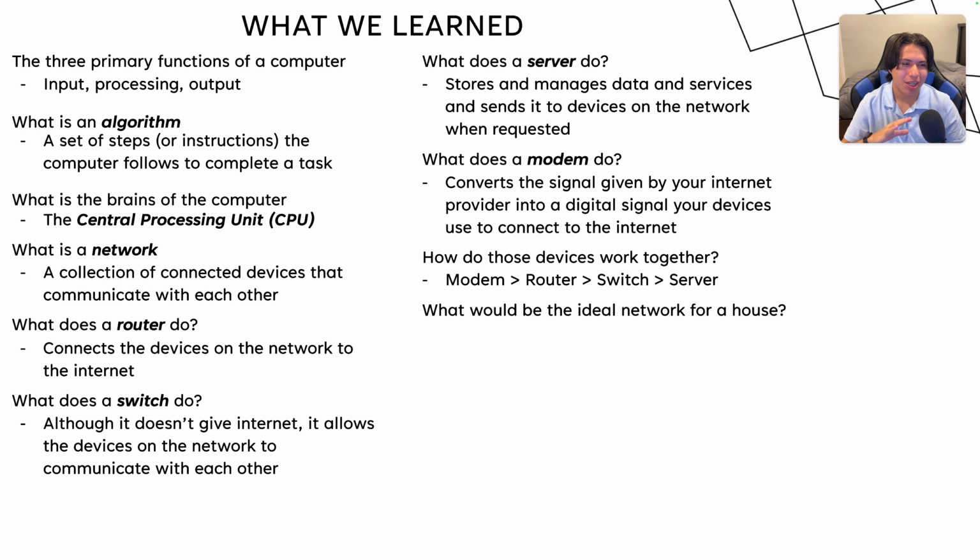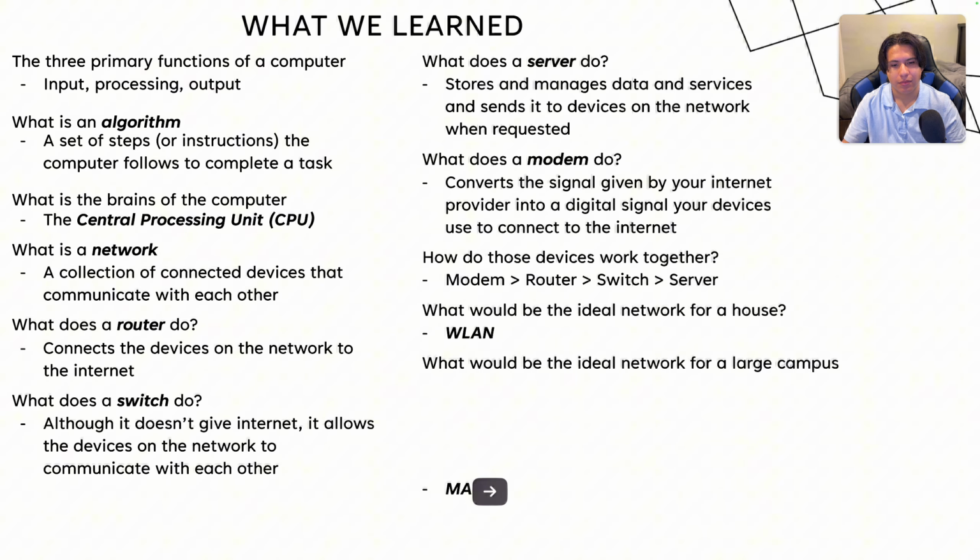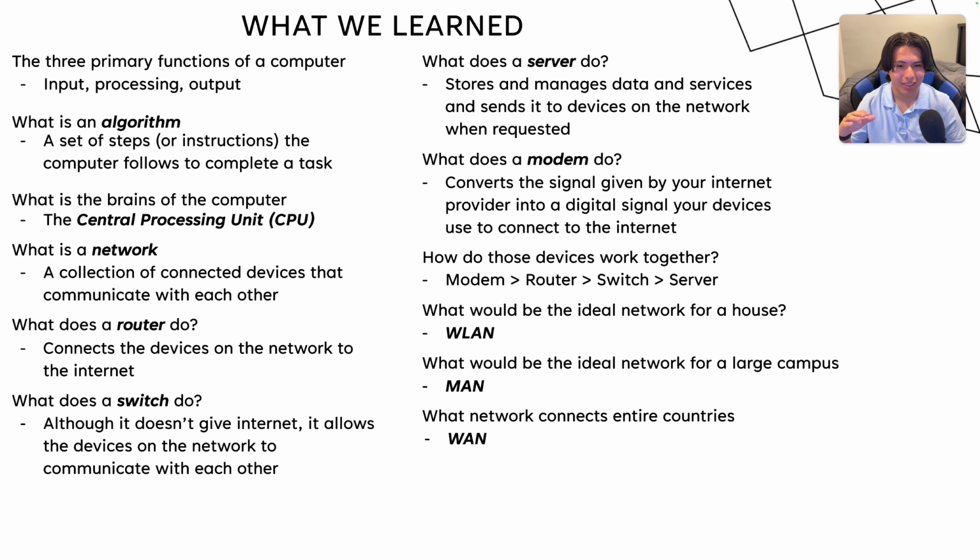And what would be the ideal network for a house? Once again, you want to think VPN, WAN, MAN, or WLAN, the wireless local area network. So what would be the best for a single house? If you said WLAN, you'd be correct. What would be the ideal network for a large campus? The metropolitan area network, the MAN. What network connects entire countries? If you said WAN, wide area network, you'd also be correct.